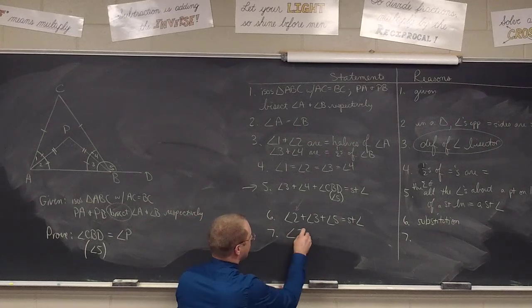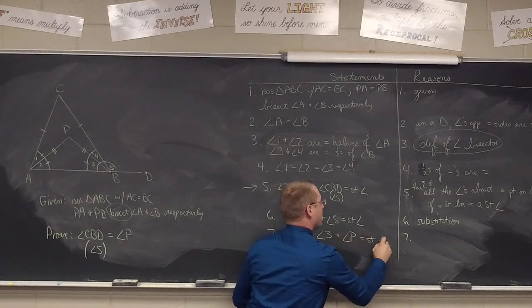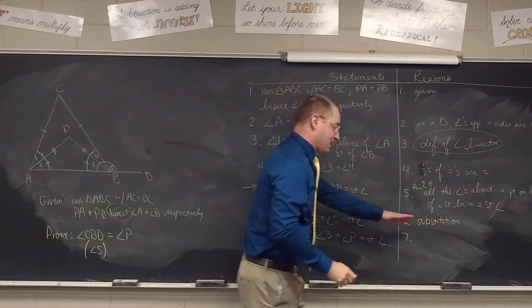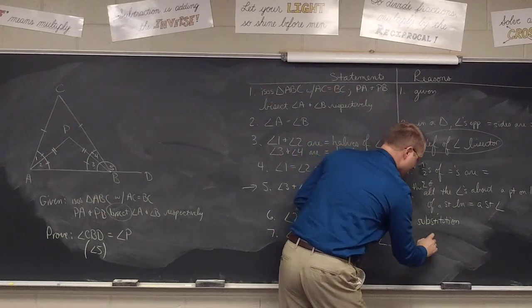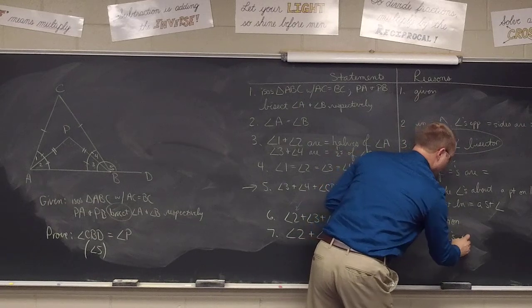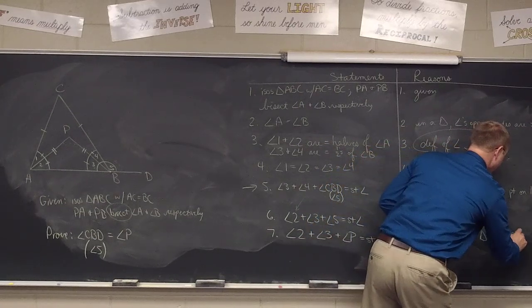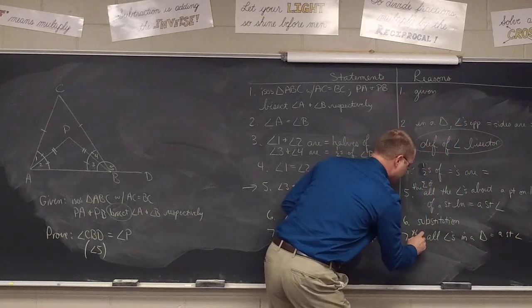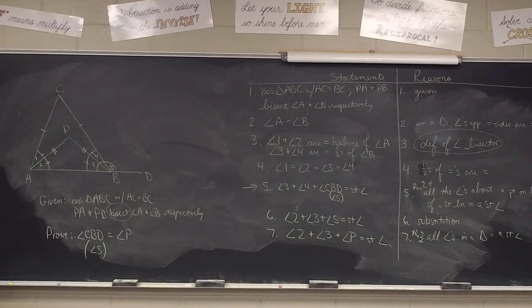Angle 2 plus angle 3 plus angle P equals a straight angle. Okay, so we could say that because what was the reason again? All angles in a triangle equal a straight angle. The sum of all angles in a triangle equals a straight angle. Okay. We hadn't actually said that yet. Yeah, people kept hinting around at it, but they hadn't actually gotten around to putting it in the proof yet.